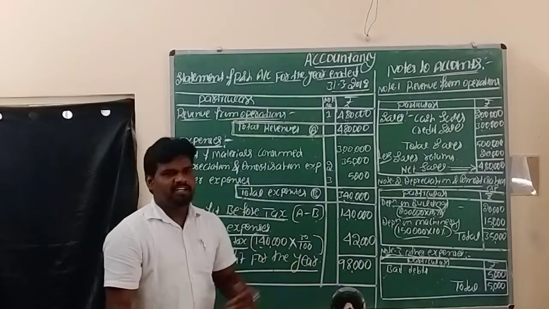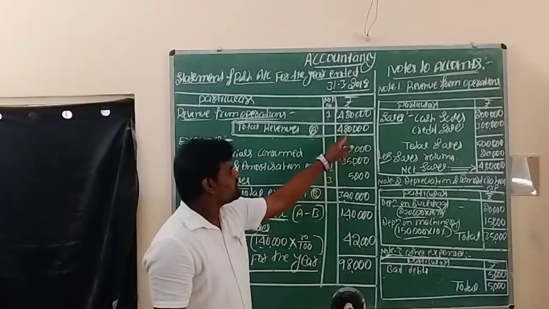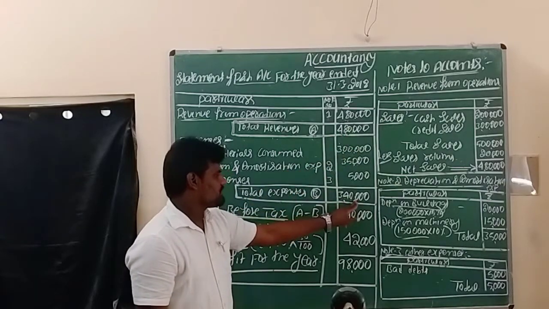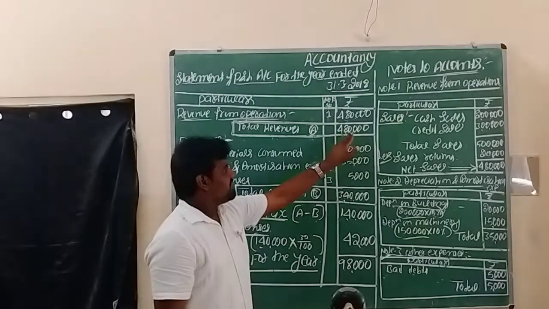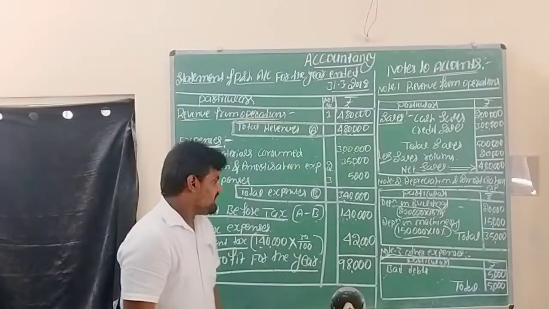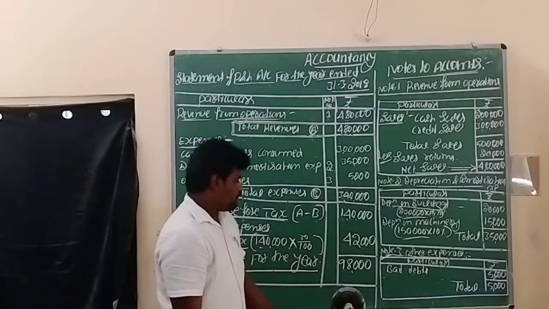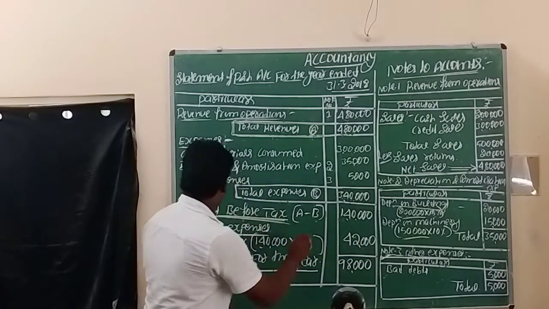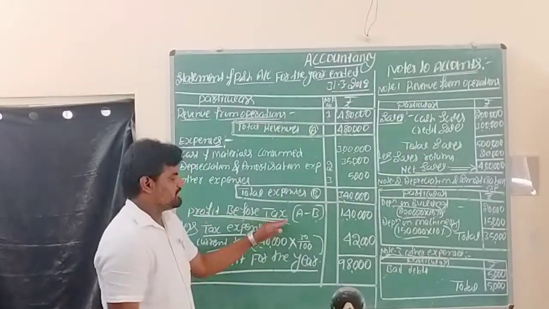How do we find this profit before tax? It is A minus B. The value of total A, 4,80,000, minus 3,40,000. Total revenues minus total expenses, 4,80,000 minus 3,40,000. The difference is 1,40,000. These 1,40,000 we can treat as the total profit before tax. This is the total profit before paying the tax.